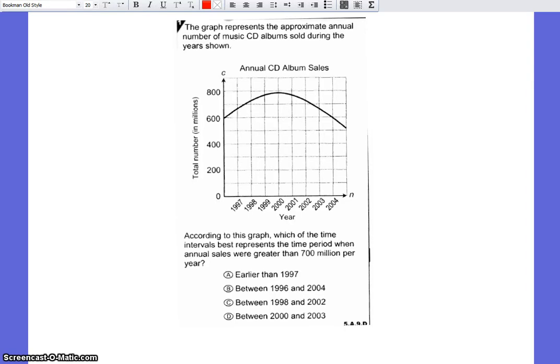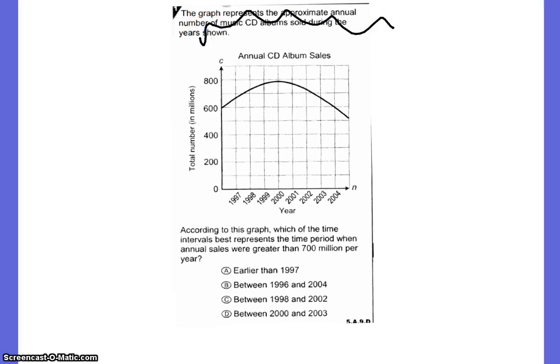Okay, this is Algebra 1. This is S1P5, looking at number 1. Remember, you don't have to read what's above the graph.